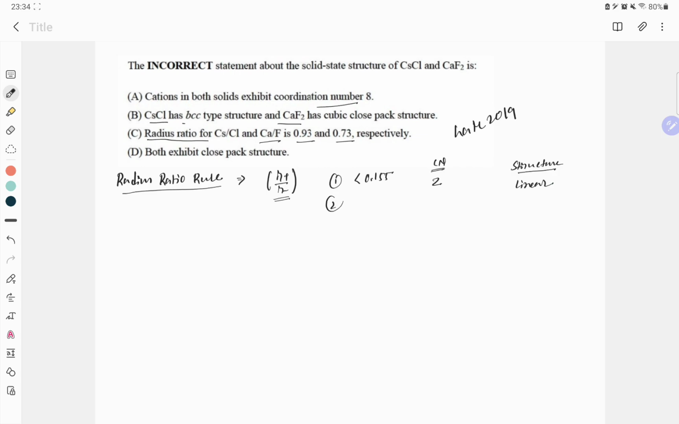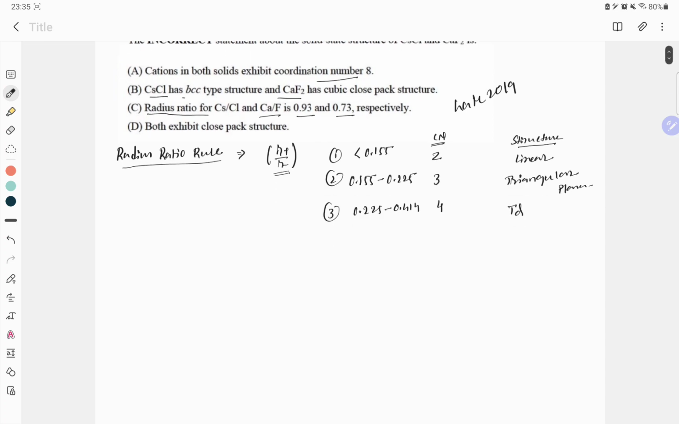Second, if the ratio is 0.155 to 0.225, the coordination number will be 3 and the structure will be triangular planar. Third, for 0.225 to 0.414, the coordination number will be 4 and the structure will be tetrahedral. Fourth, for 0.414 to 0.732, the coordination number, CN, will be 6 and the structure will be octahedral.